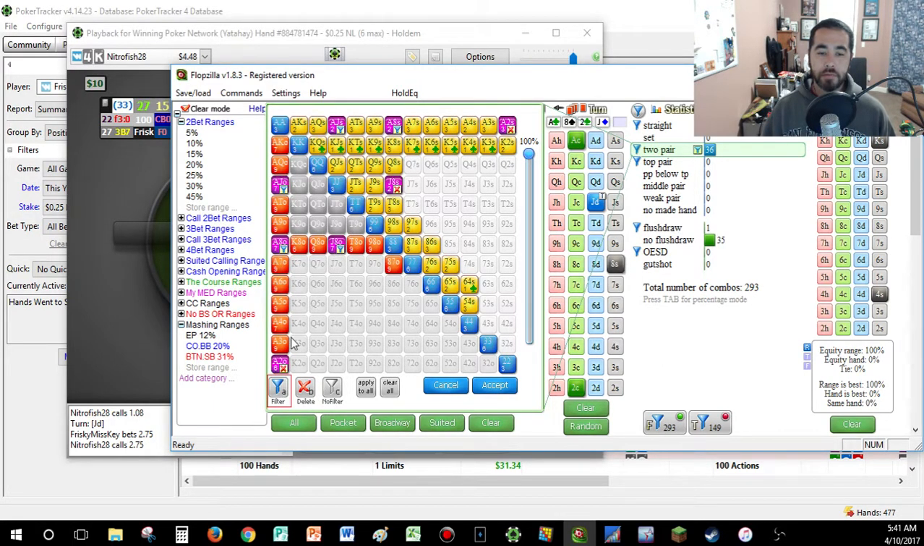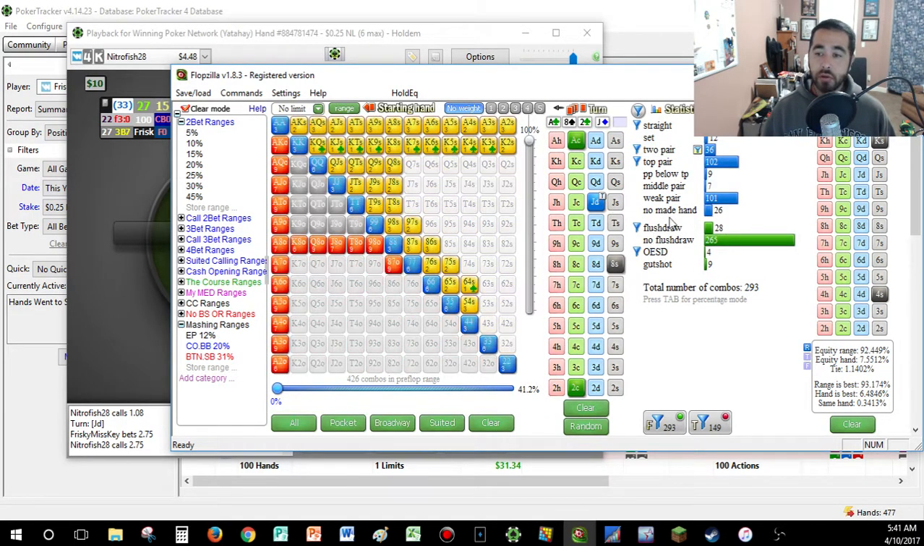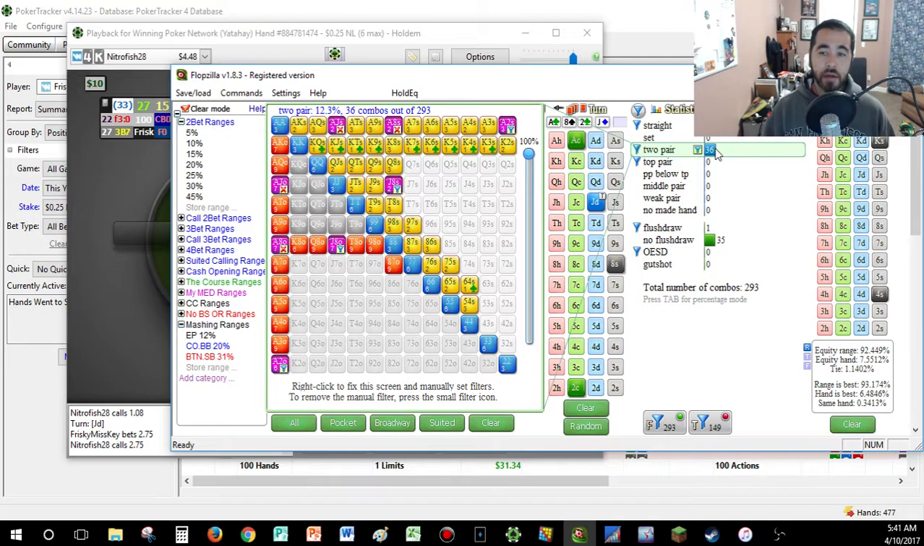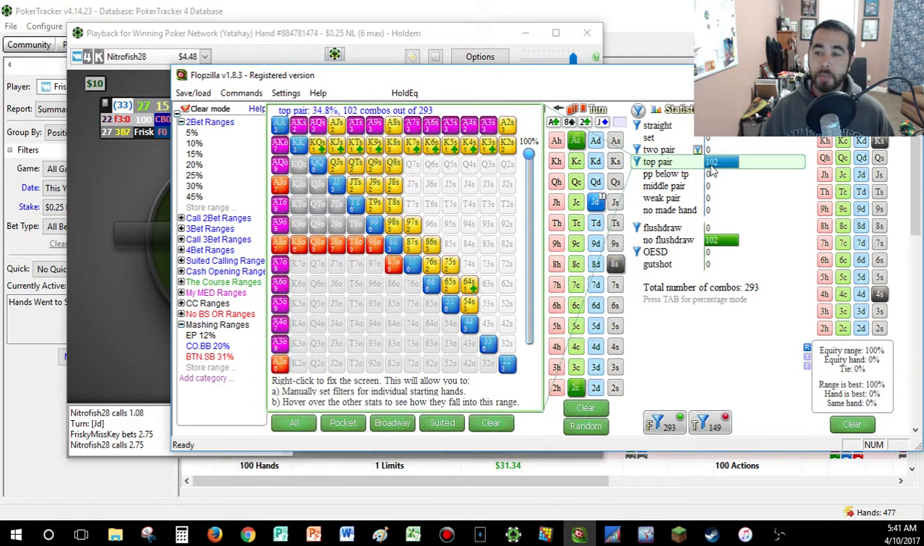Oh, I did that backwards. He's check calling, so I want to remove the stronger ones from his range. I think those would be raising in this instance. I just had it backwards in my head. So we're keeping the smaller ones in his range right here, and the reason why is because he's just calling with them, with the weaker two pair.